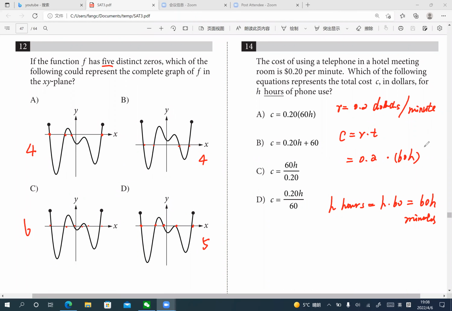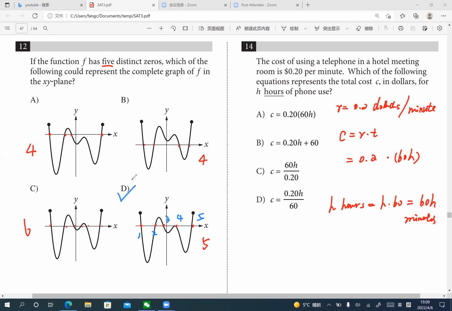Question 12. If the function f has 5 distinct zeros, which of the following could represent the complete graph of f in the xy plane? Option A, there are 4 distinct zeros. And option B, there are 4 distinct zeros. And option C, there are 6 distinct zeros. And option D, there are 1, 2, 3, 4, 5 distinct zeros. So we should choose option D.